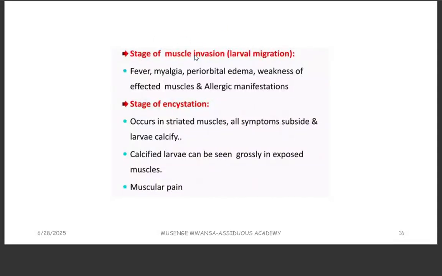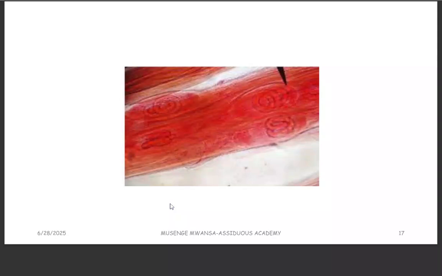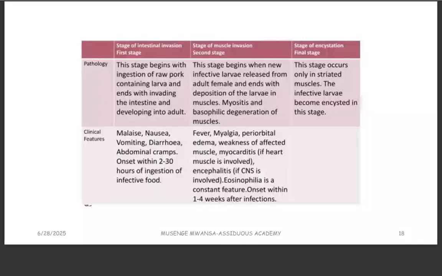And then the stage of muscle invasion or larva migration: there will be fever, myalgia, this is pain of the muscles, periorbital edema, weakness of infected muscle, and allergic manifestations. The stage of encystation, when the cyst is forming around the larva, which occurs in striated muscle: all symptoms will subside and the larva will calcify, like it gets stuck in the muscle. So the calcified larva can be seen grossly in exposed muscle. So it causes muscle pain. Okay, as you can see, the larva will be seen. It becomes calcified, like it's now engulfed, it's part of you.